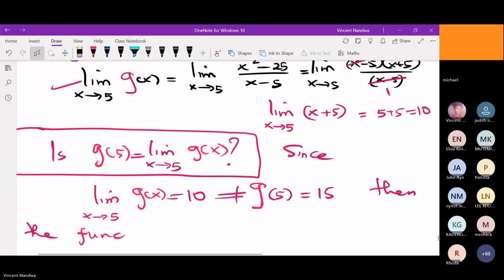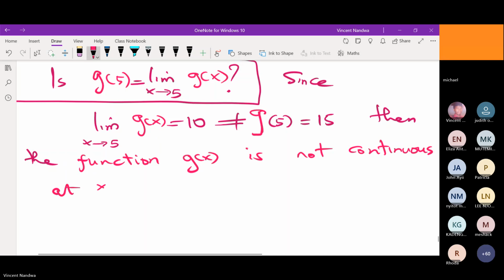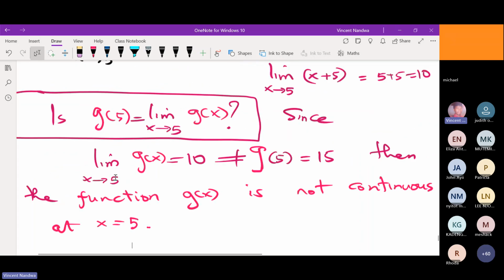Then the function g of x is not continuous at x equals 5. But this discontinuity can actually be redefined to make it continuous. So what should we do? What should we redefine for this to be continuous? We should substitute the value of g of x at 5. Instead of 15, we have 10.